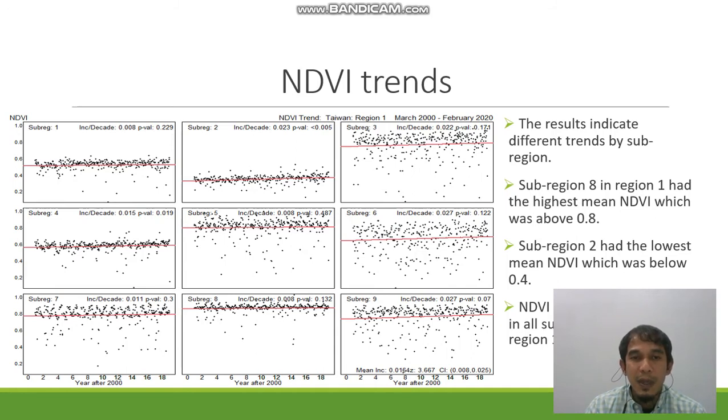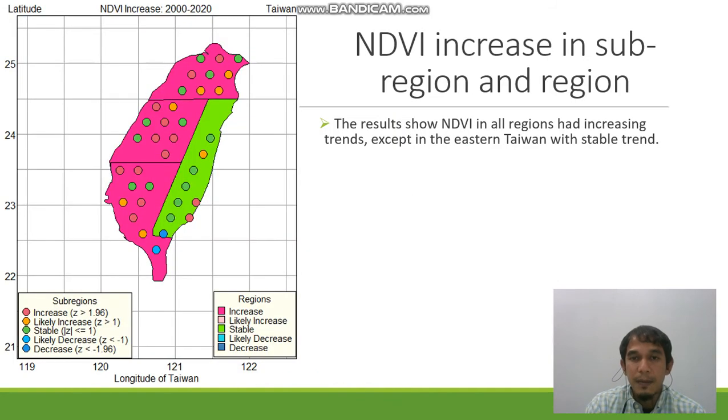This figure also indicates the increased value per decade and the p-values. We use these values to indicate the increase and decrease in each subregion. For the mean increase and z value from the last panel, we use them to indicate the increase of each region.